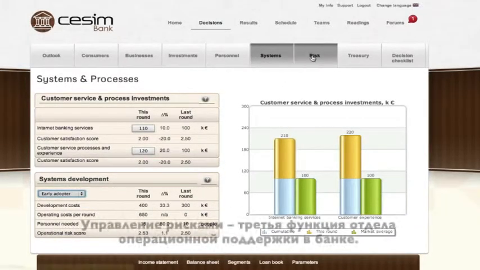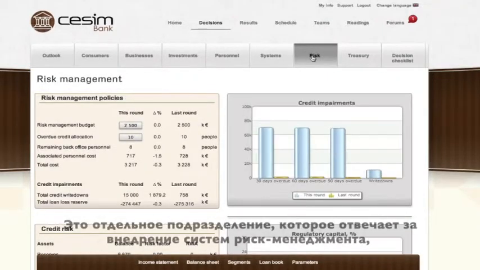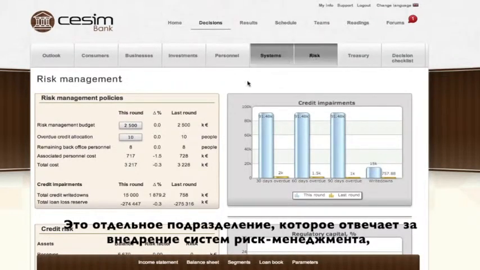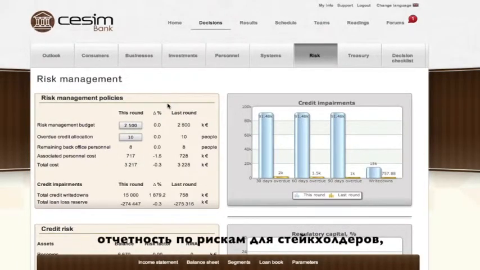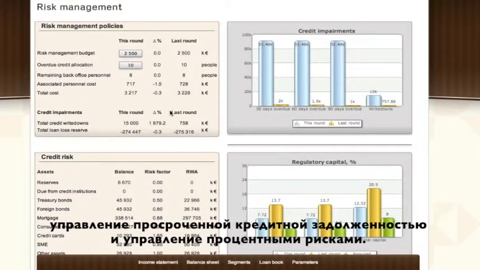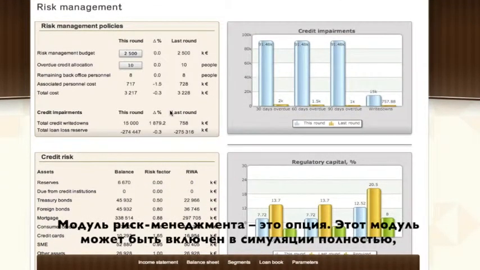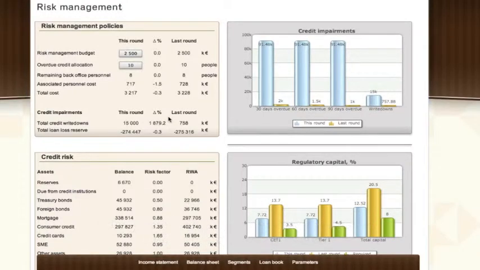portfolio. Risk management forms the third back-office function of your bank. It is a separate unit responsible for implementing risk management systems, risk-related reporting to relevant stakeholders, overdue credit management, and interest rate risk management. Risk management is an optional module in the simulation, and as such it can be included in full, without interest rate risk management, or excluded completely.